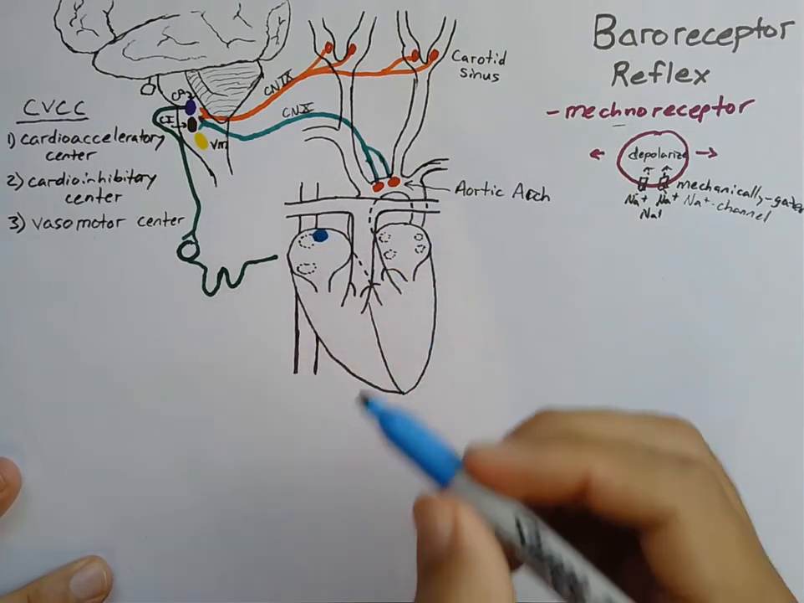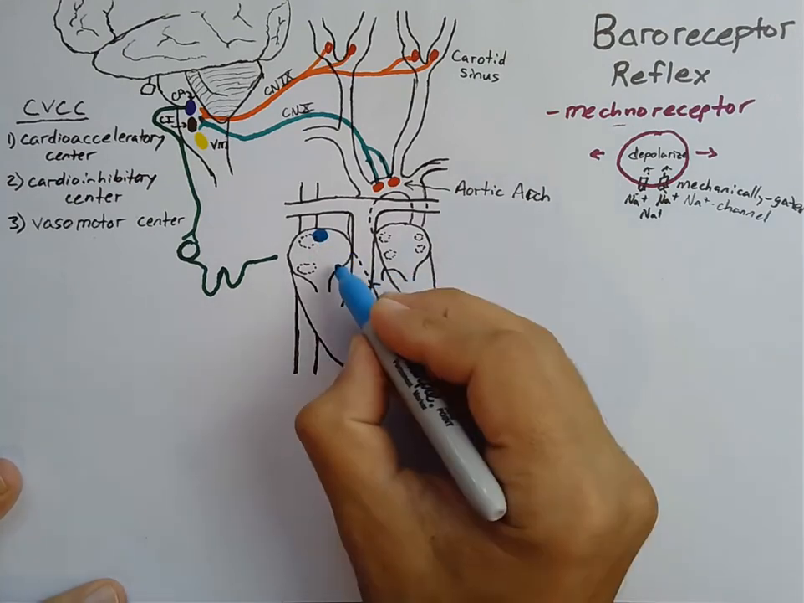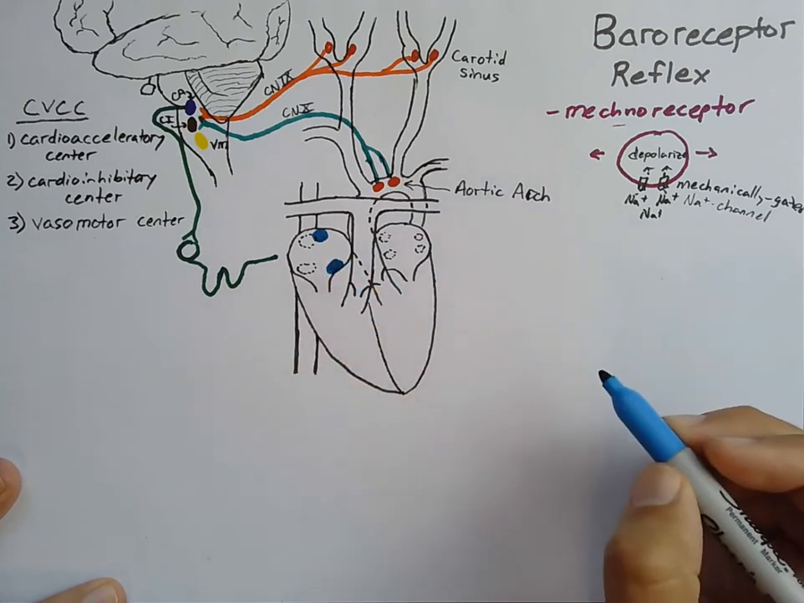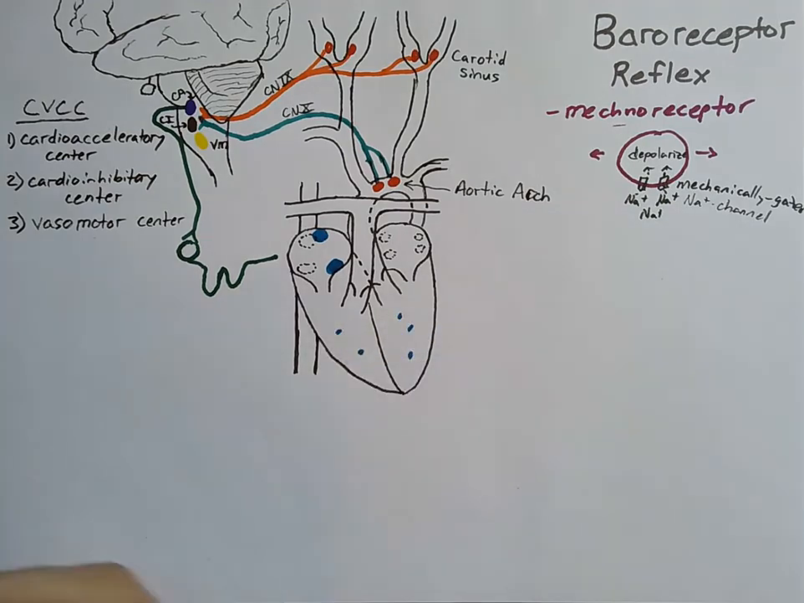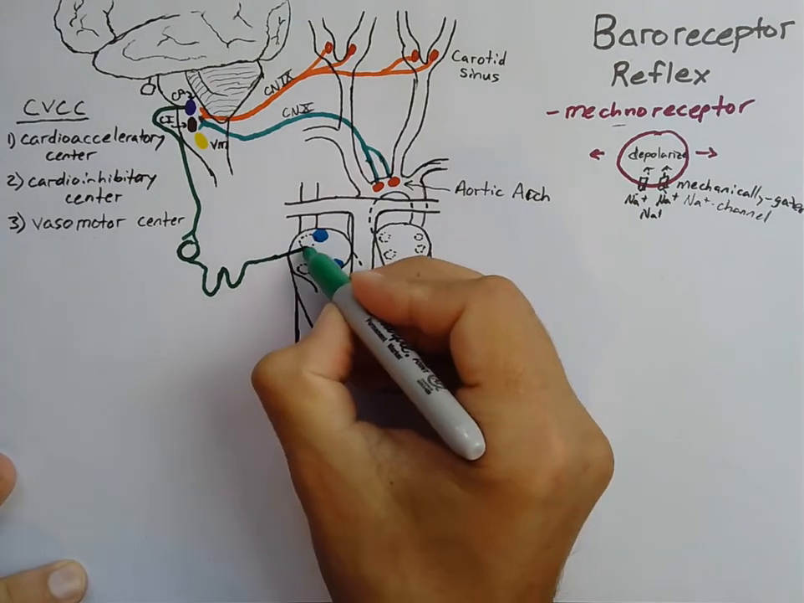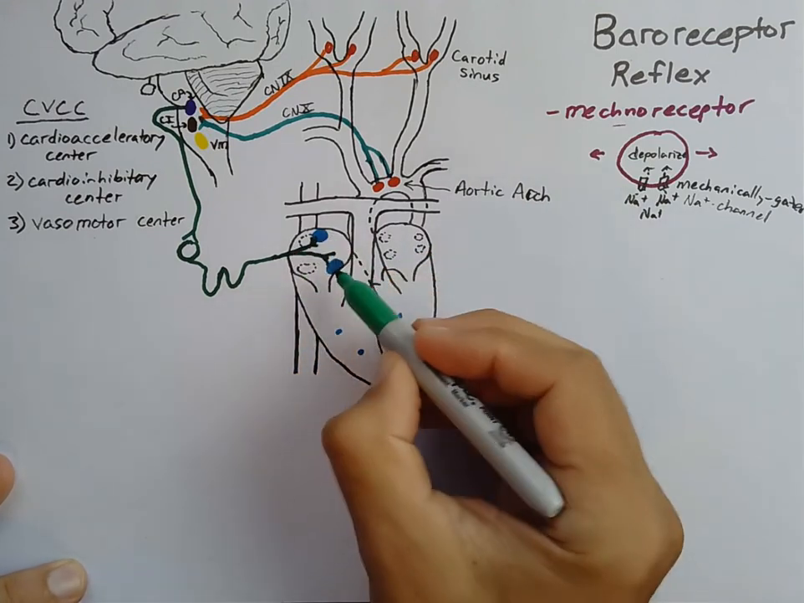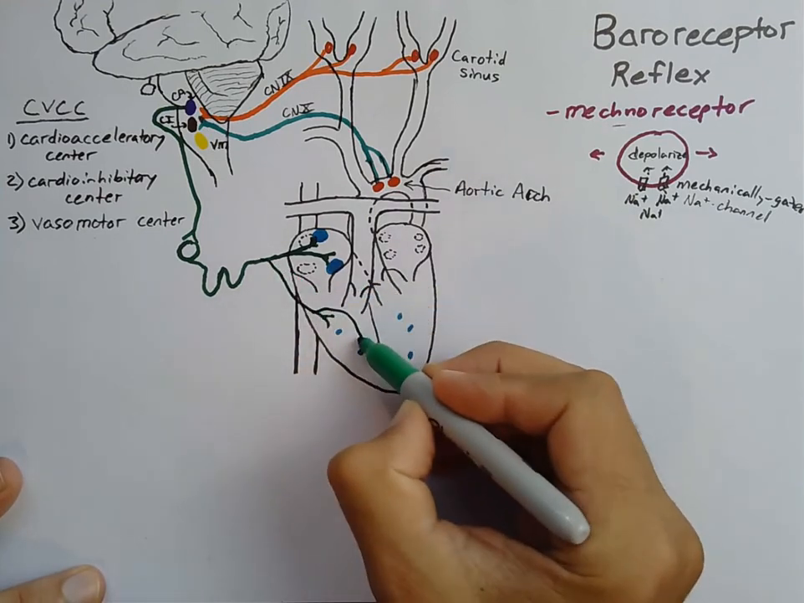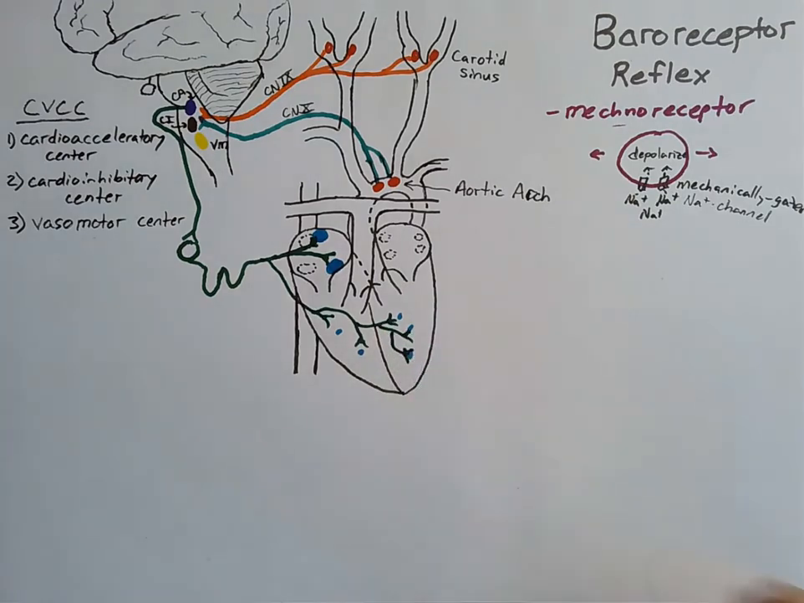We find beta 1 adrenergic receptors up here. Where else do we find receptors? We find them on the AV node, beta 1 adrenergic receptors there as well. And then we find them all over the myocardium. So if we follow out, where is this going to go and communicate with? It's going to communicate with the SA node, the AV node, and then it's also going to send information out all over the myocardium.